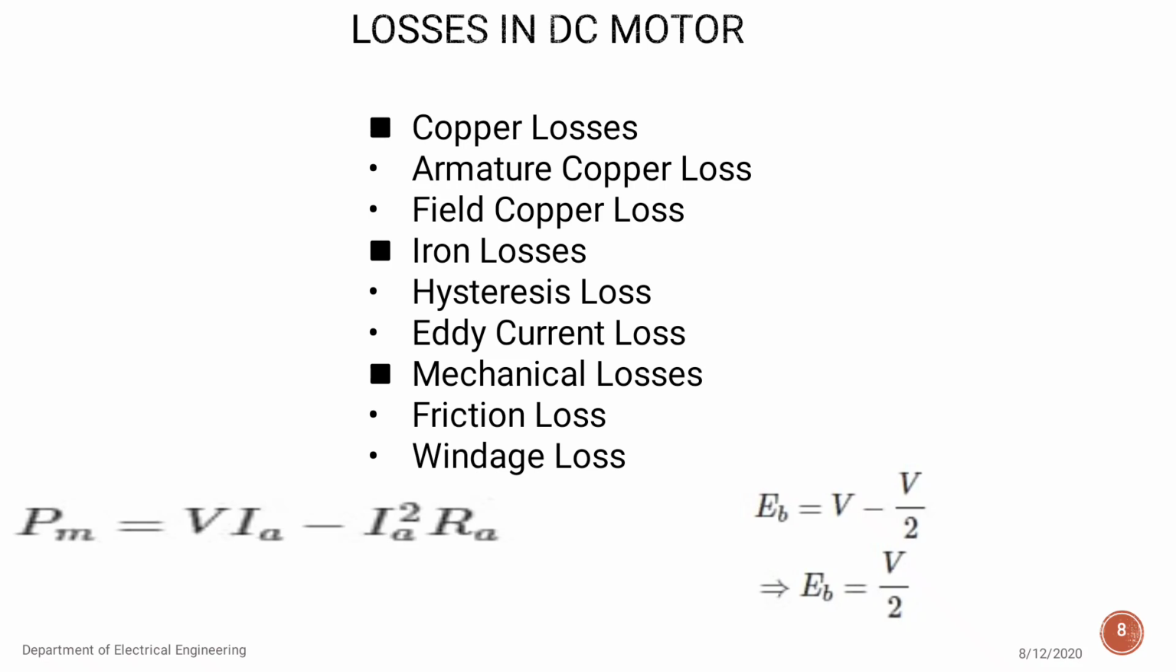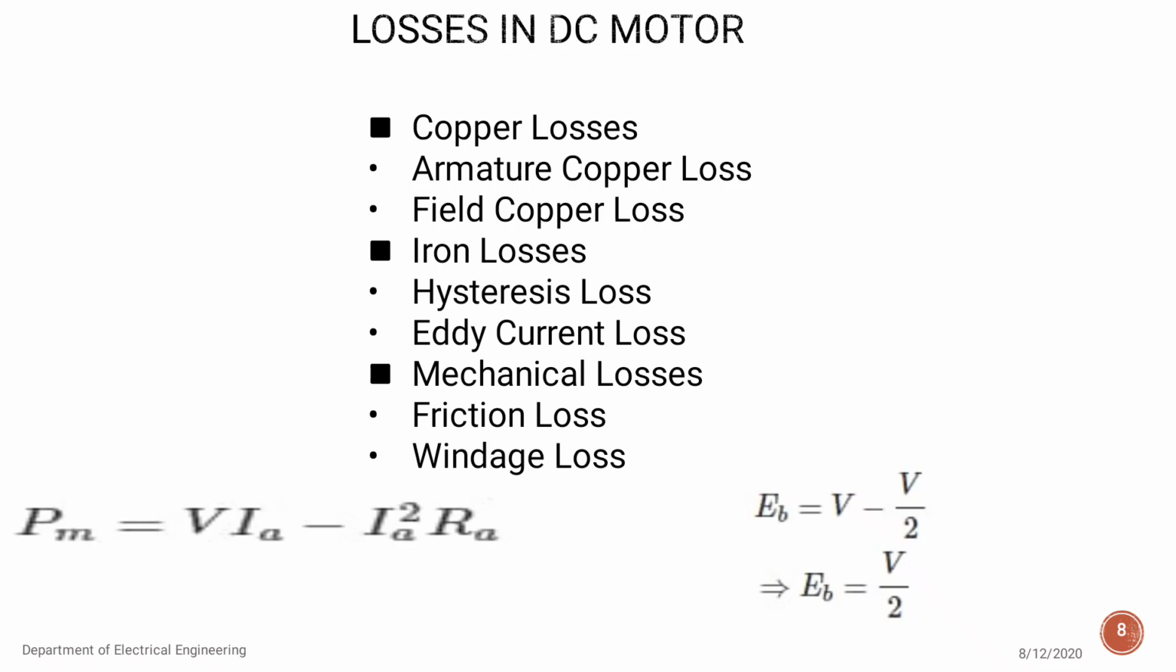And the last one: as the motor has a rotational part, there is a rotor as well as a stator. Due to the rotation of the rotor or conductor, there is friction. That's why the losses which occur due to the friction are known as frictional losses. And there is an air gap between the stator and rotor. In that air gap, due to the wind or due to the external air, there are some kinds of losses. Those losses are known as windage losses.